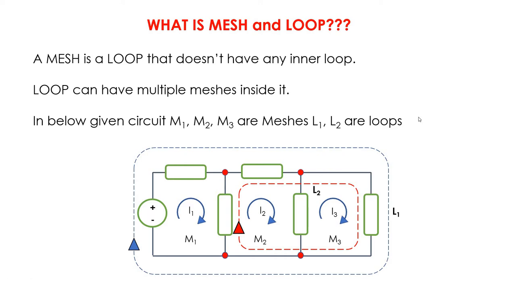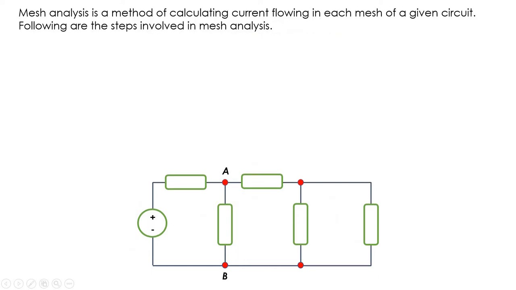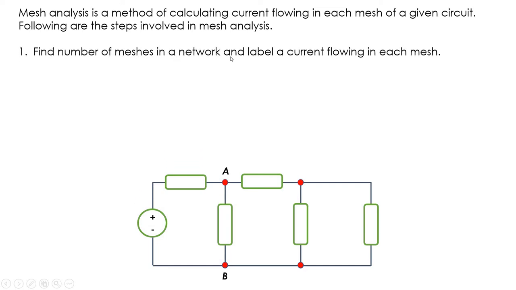Okay. Now coming to the steps involved. So basically mesh analysis is a method of calculating the current flowing inside each mesh of a given circuit. Okay. So we will consider this particular circuit here and then we will discuss the steps. So the first step here is to find the number of meshes in a network and label a current flowing in each mesh. So take a circuit, then try to find out how many meshes are there in it. Okay. Do not take any loop. Try to find out the meshes which do not have any inner loop.